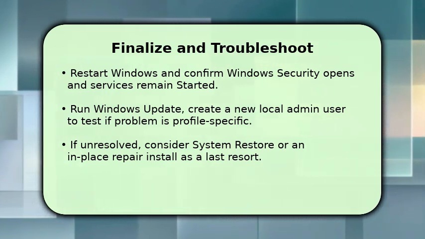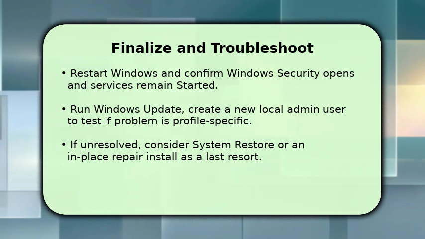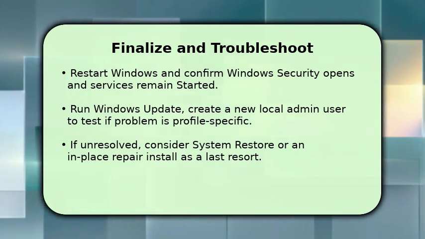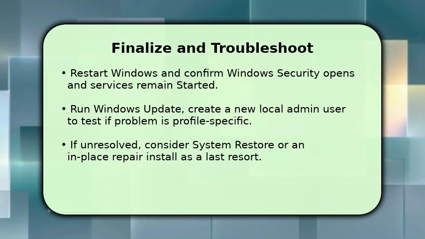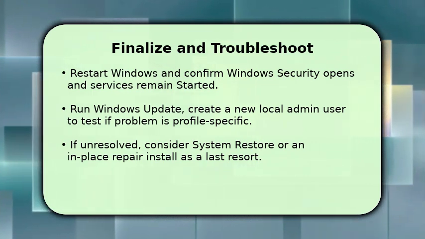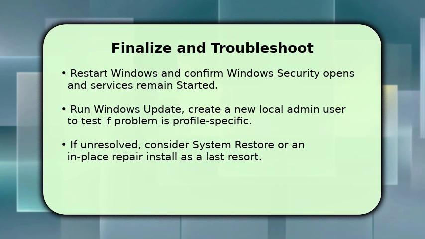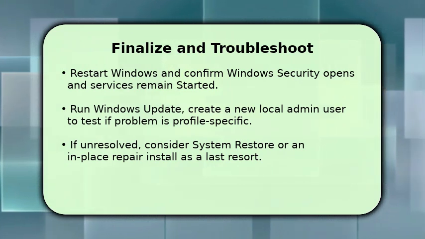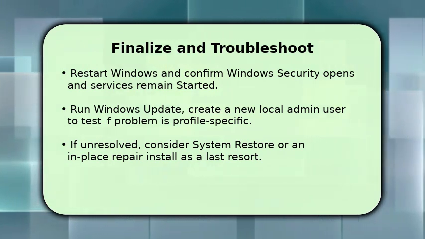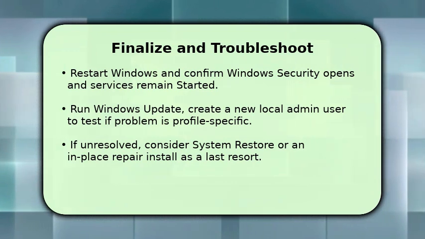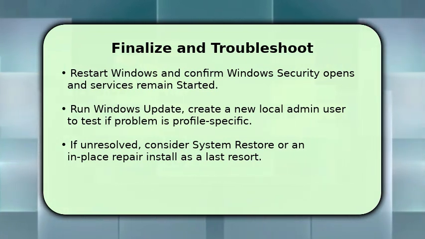Run Windows Update to fetch missing platform fixes and create a new local admin user to determine whether the issue is profile scoped. If nothing works, use System Restore to a healthy point or perform an in-place repair install. That step preserves files while rebuilding Windows, and it typically resolves deep corruption.